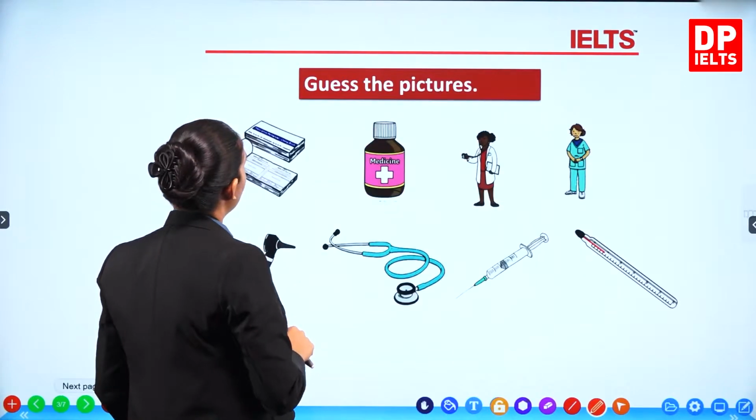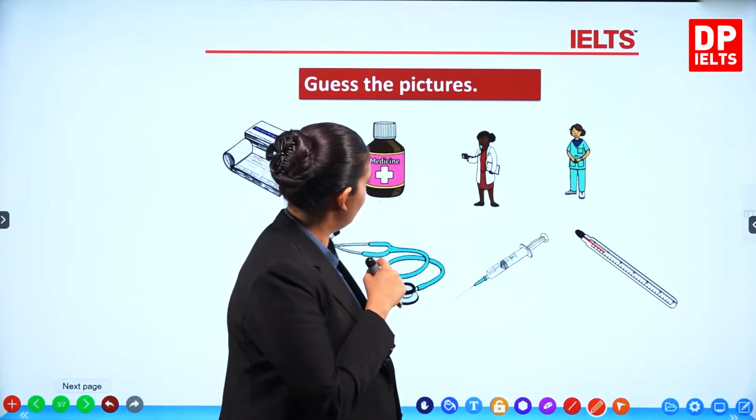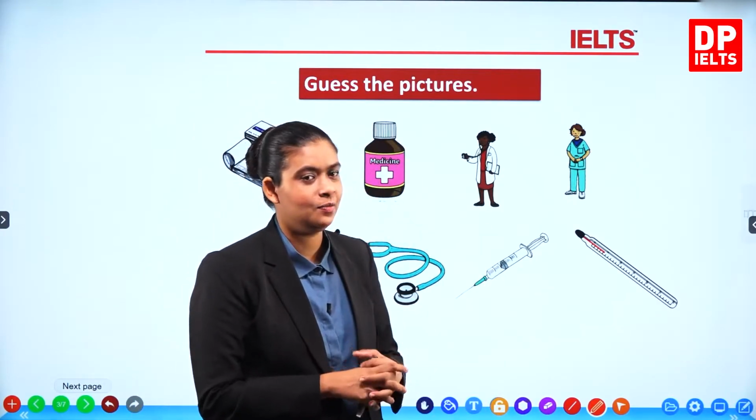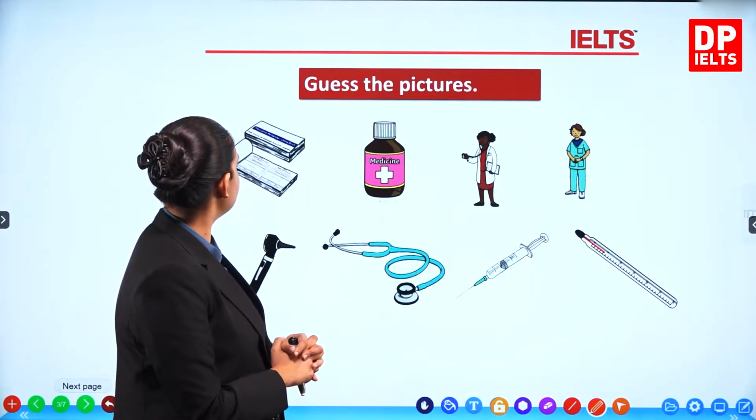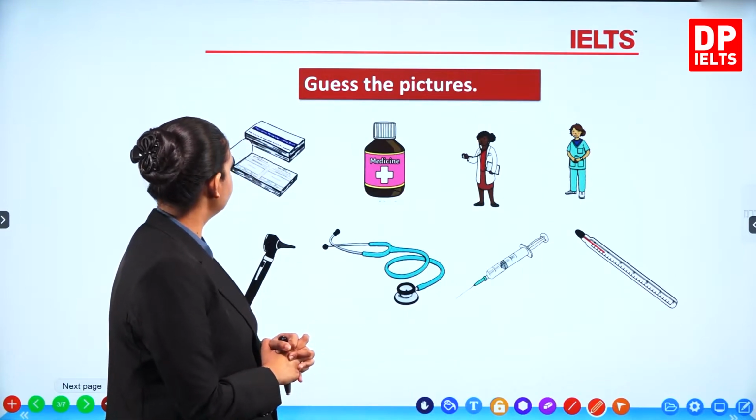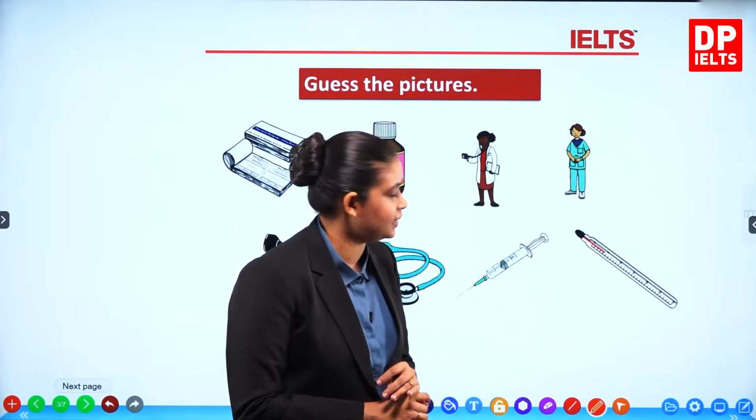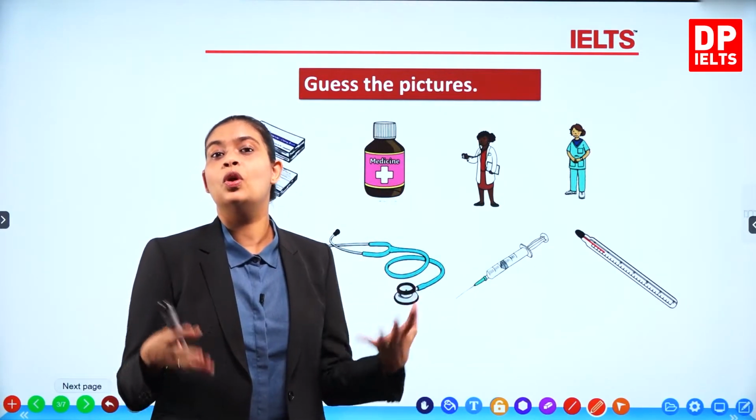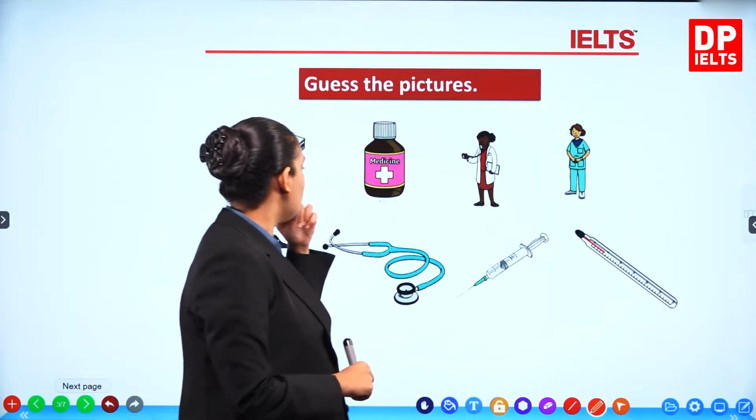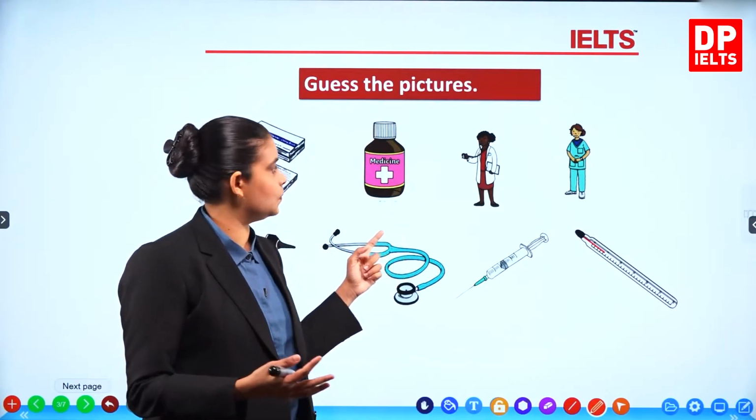Okay, so let's move on. Guess the pictures, right? I'd like you to guess the pictures and tell me who these people are, what these things are. Okay? So I'm not going to write it, but I'd want you to work on the vocabulary and try to guess. Okay? So what is this? This is obviously medicine. Let's go with the easy ones.